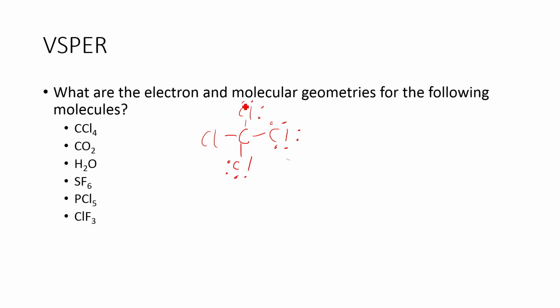So the idea is with CCl4, we get that there are 4 atoms bonded, and that there are no lone pairs on our carbon in the middle. So that means that we have 4 bonding domains and no lone pair domains. That makes this a tetrahedral shape.